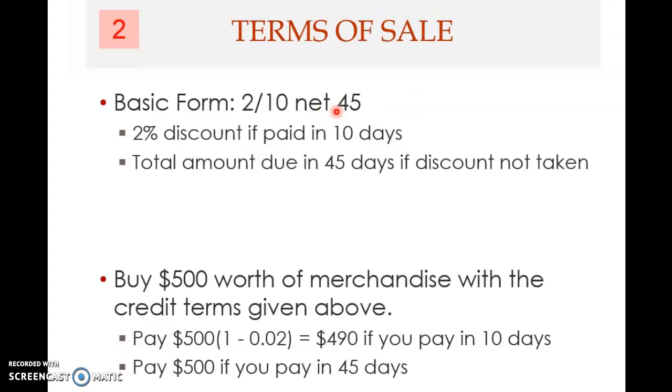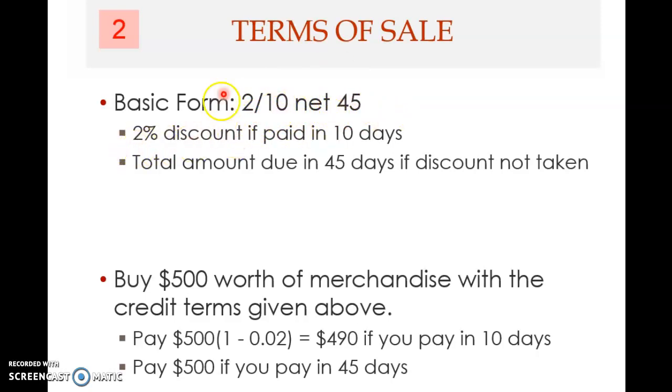Now we look at the terms of sale in particular. This is one of the three aspects in the credit policy, right? We have seen that earlier. Now this terms of sale, so we come to the second topic now. This involves, as we have seen in the earlier slide, three aspects. Now terms of sale are normally given in basic form in this manner: 2/10, net 45. What does that mean?